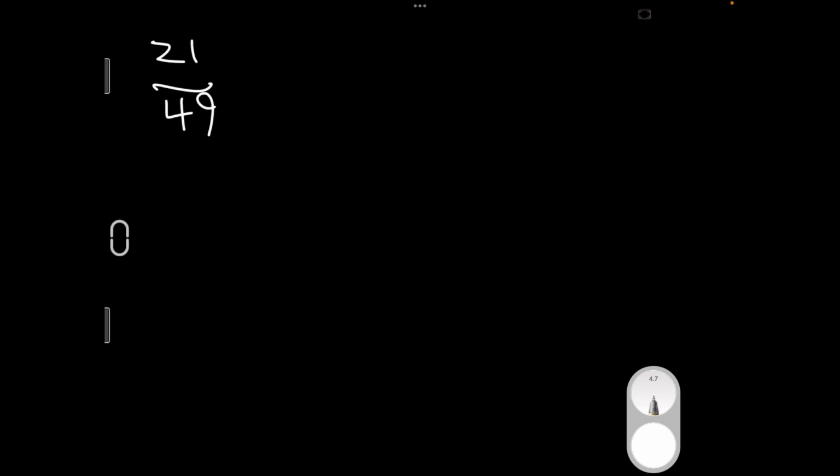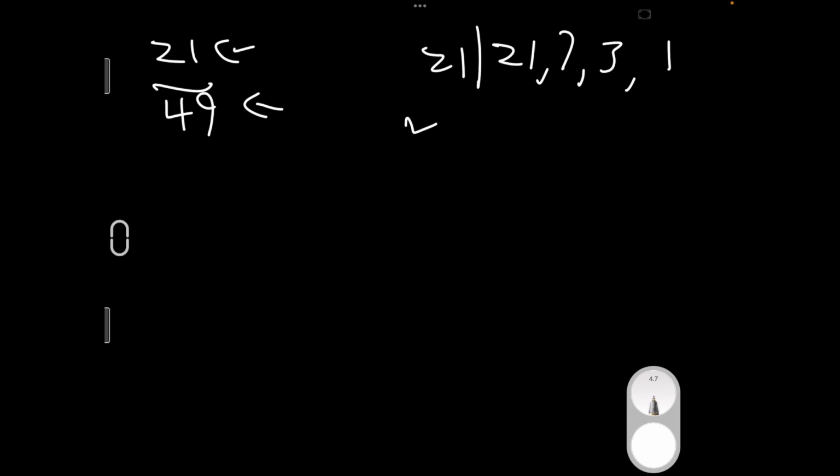So here's another example. So let's do this really quick. So we need to find the GCF for both the numerator and the denominator. So let's find the factors for 21. Those are going to be 21, 7, 3, and 1. So now let's try to find the factors for 49. 49 would just be simply 49, 7, and 1.